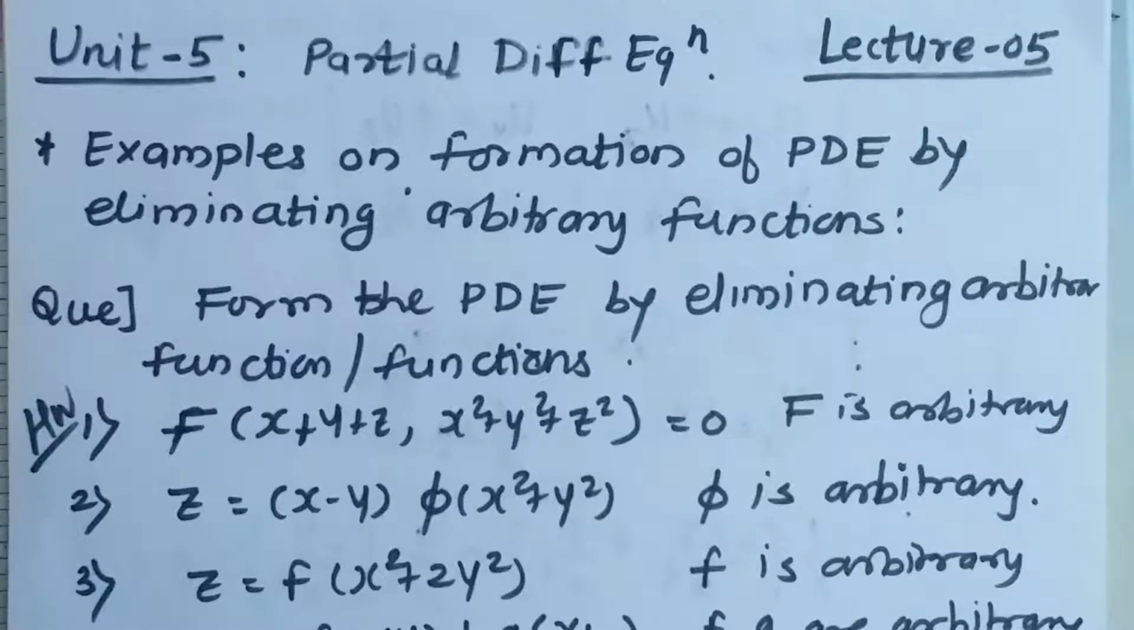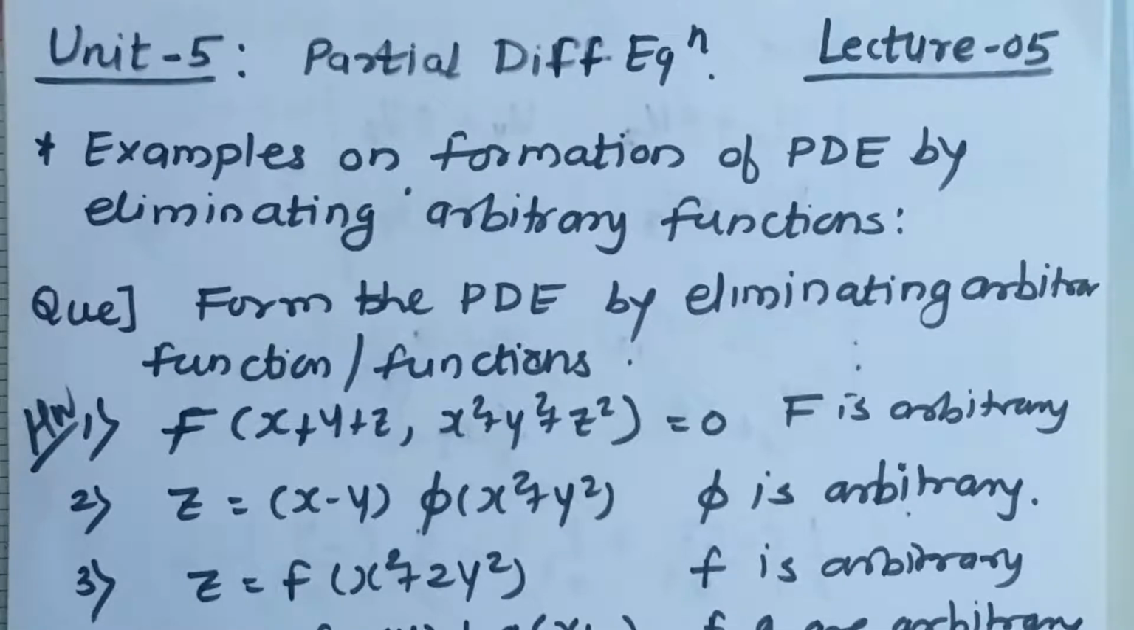In the previous lecture, we have seen the procedure to eliminate one arbitrary function whenever we have a function of the type phi of u comma v equal to 0. Whenever that arbitrary function phi contains two functions of x, y, z like u comma v equal to 0, we find the partial differential equation by using the determinant method, which gives us a partial differential equation of order 1 and degree 1. Whenever one arbitrary function is there, we get one partial differential equation of order 1 and degree 1.